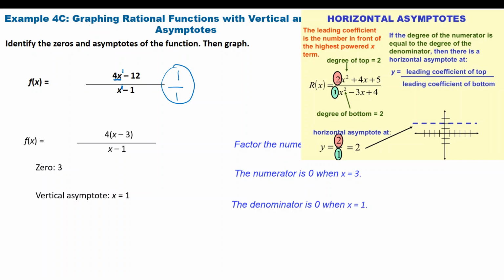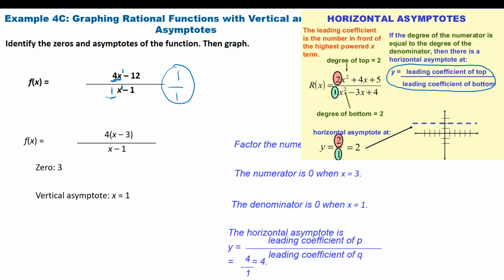And what I'm going to do is take the leading coefficient of the top divided by the leading coefficient of the bottom. So in this case, my leading coefficient is 4 on the top and 1 on the bottom. So that tells me that my asymptote is a horizontal asymptote at 4 over 1, or simply y equals 4.